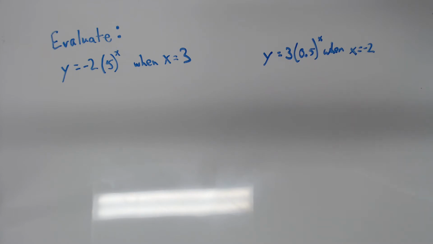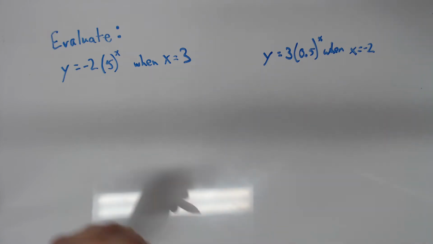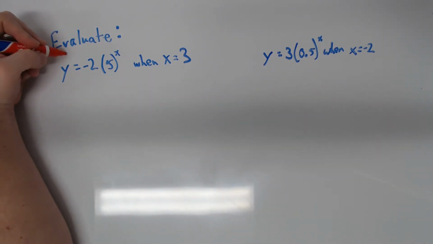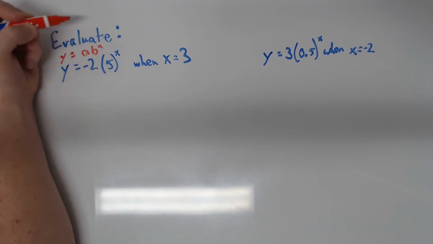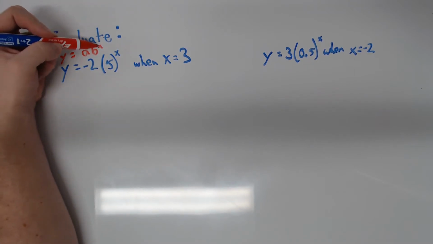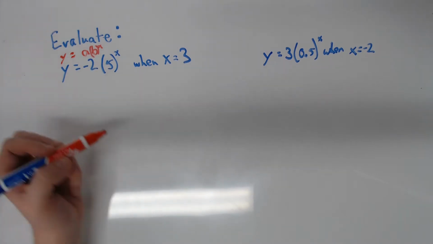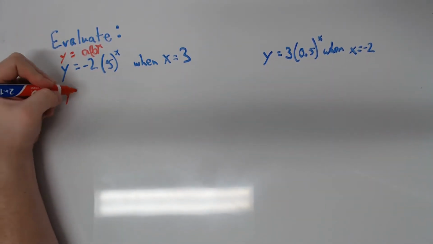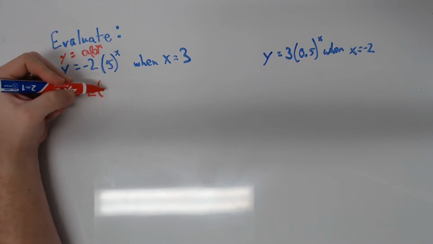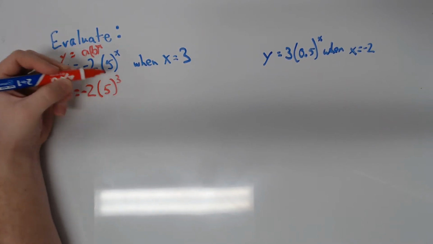Here we've got our next type of problem. This is evaluating an exponential function. So first thing to note is that these are in that y equals a times b to the x. You will oftentimes see b in parentheses. So what we do is we plug 3 in for x. So I have y equals negative 2 times 5 to the 3rd power.